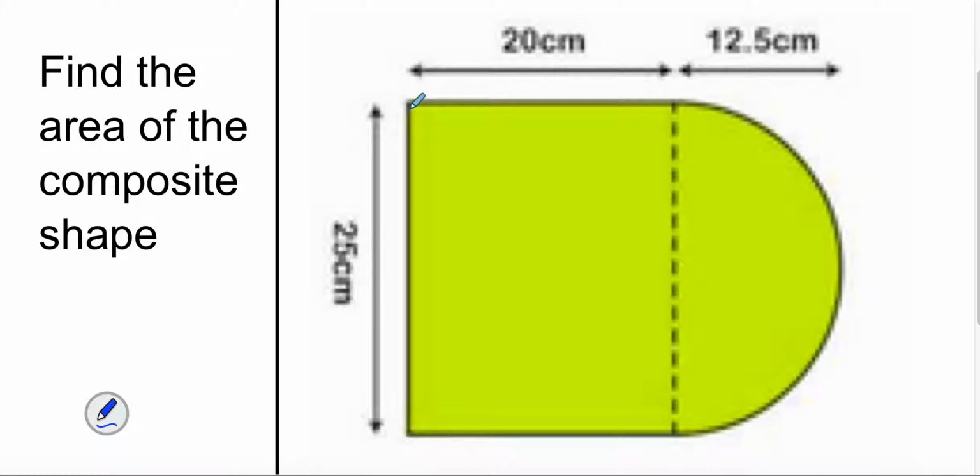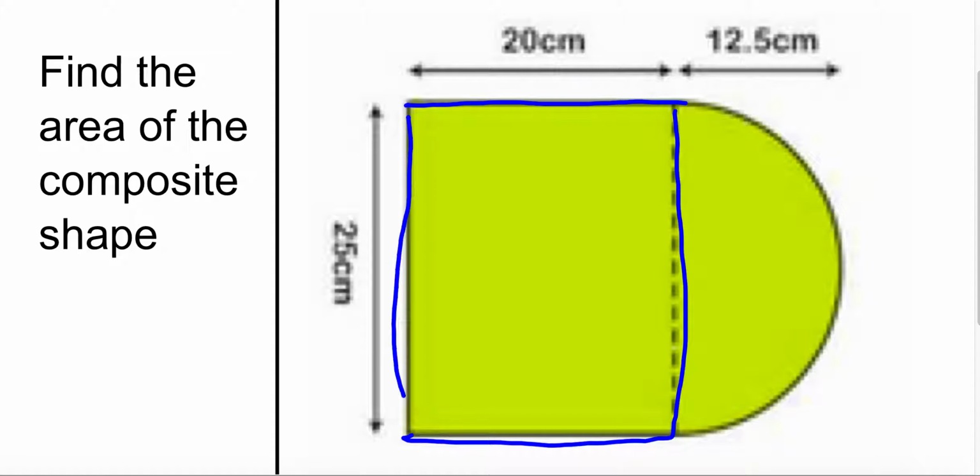All right, so when we look at this, we notice there are two shapes. The first shape that's pretty obvious to everybody is this rectangle. So my very first job is to find the area of this rectangle. That is something that we should remember from 6th grade. If not, remember that the area of a rectangle is very simply length times width. So in this case, I'm just going to take 20 times 25.